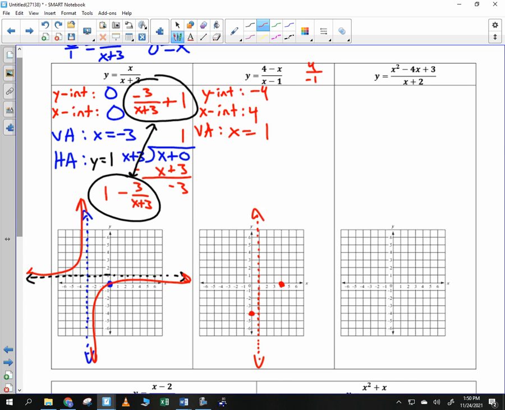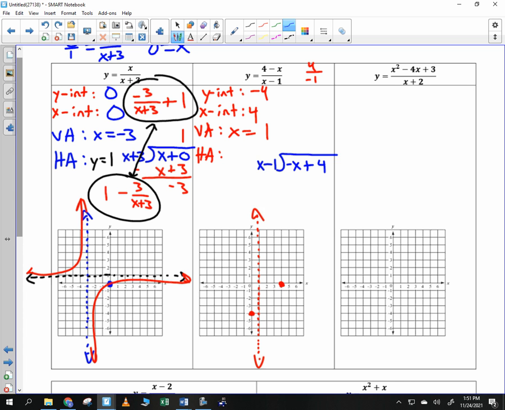So I'm going to set up my division to get the horizontal asymptote. How do I set it up? What goes on the outside? X minus 1. What goes on the inside? Can I write negative x plus 4, just as Mr. Gavin said? You all good with that? So I'm going to write it as a negative x and a positive 4. That way I can take care of my division easier.